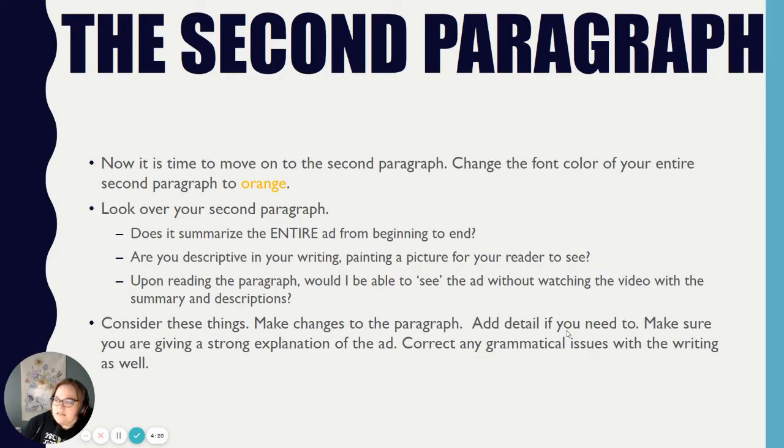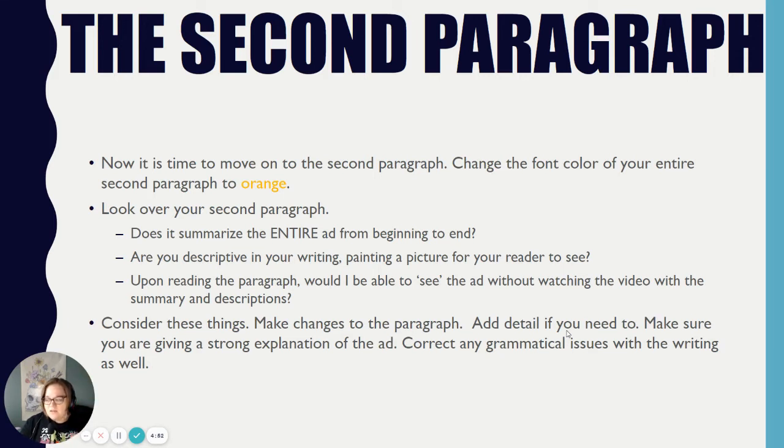Now we're moving on to the second paragraph. I want you to change the font color of your second paragraph to orange. Not highlight, change the color to orange. Look over the second paragraph, read over it. Does it summarize the entire ad from beginning to end? So from the moment the ad starts to the ending of the actual advertisement, does it tell me everything that's going on? Is it descriptive, painting a picture for your reader to see it? If I close my eyes and you read it aloud to me, I can totally see what's going on.